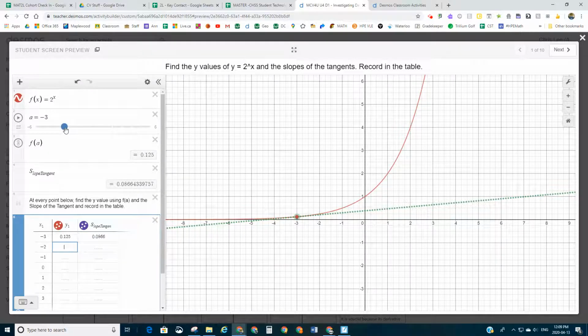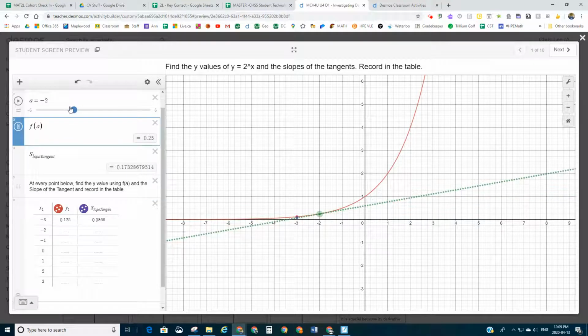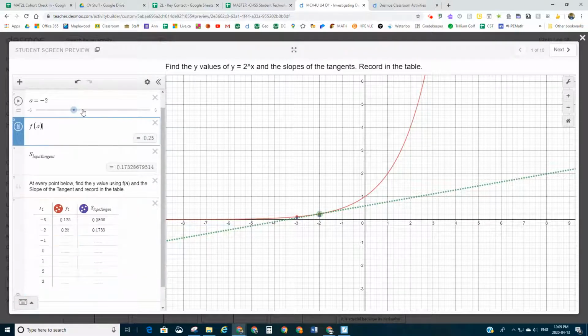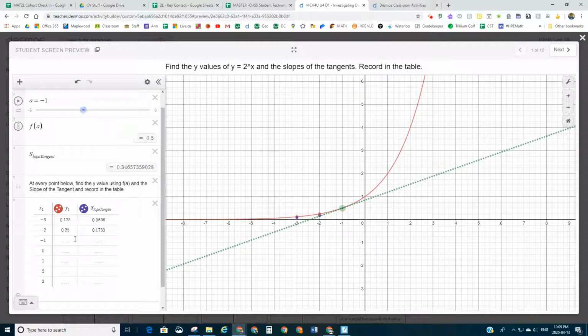Then we're going to move it over to a equals -2 and find the y value for that, which is 0.25. And the slope of the tangent is a little bit steeper. It's 0.173, I'll round it to 0.1733, okay? And then move on to a equals -1 and repeat. So that's what you're going to do to explore the slope of the tangents and find the derivative of an exponential function, in particular this 2 to the power of x. I'm going to leave you at that.